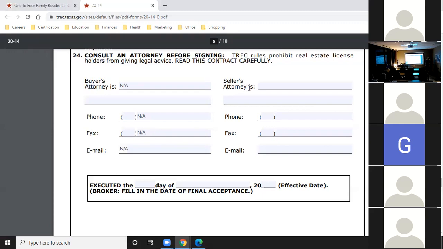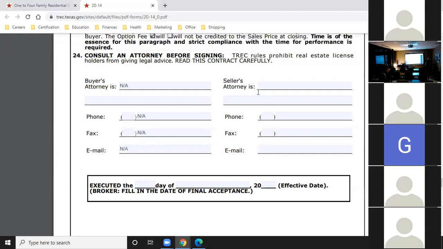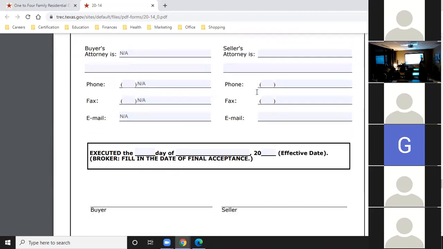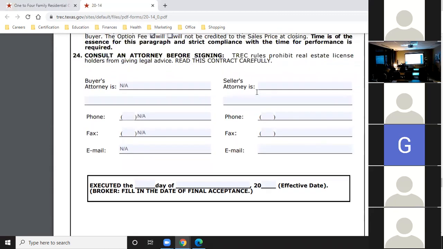We gotta do the sellers. Was there a seller's attorney mentioned? We don't know. Oh, we're doing the buyers. That's right, we don't do that. Does everybody agree with that? We're all good? All right.